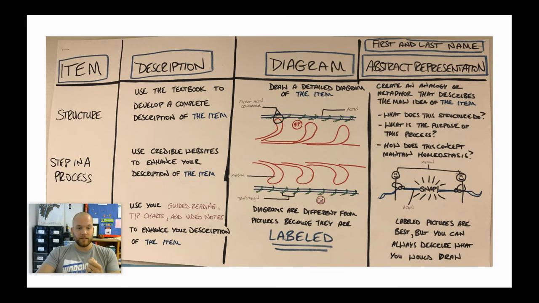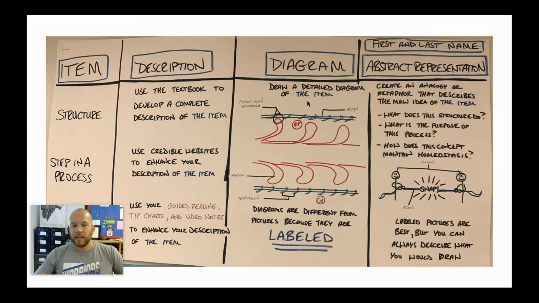Now, my favorite column is the abstract representation column. Let me see if I can move myself. Whoa. All right, so the abstract representation column, this is an abstract analogy, a metaphor, a simile that describes the main idea of the item. So in this example, I'm using the myosin-actin cross bridge in the sarcomeres of your muscles, the little grippers that grip and pull the actin filament. The thick filament grabs the thin filament and pulls. That's what allows you to contract your skeletal muscles.